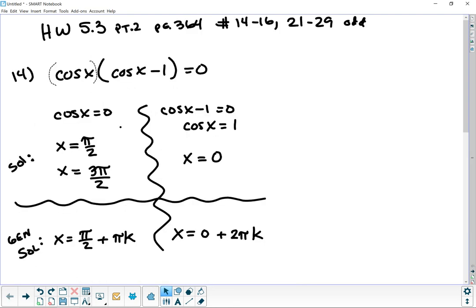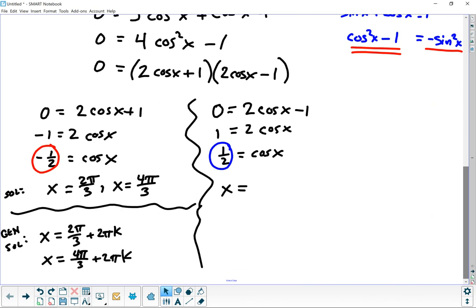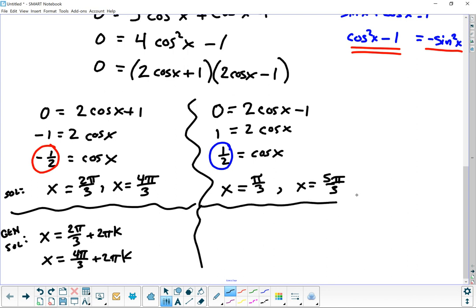Okay. And they're both on the right-hand side. So they're not across from each other. So we're going to go ahead and say x equals pi over 3 and x equals 5 pi over 3. Okay, and that's our solution. Our general solution is going to be x equals pi over 3 plus 2 pi k, and x equals 5 pi over 3 plus 2 pi k.